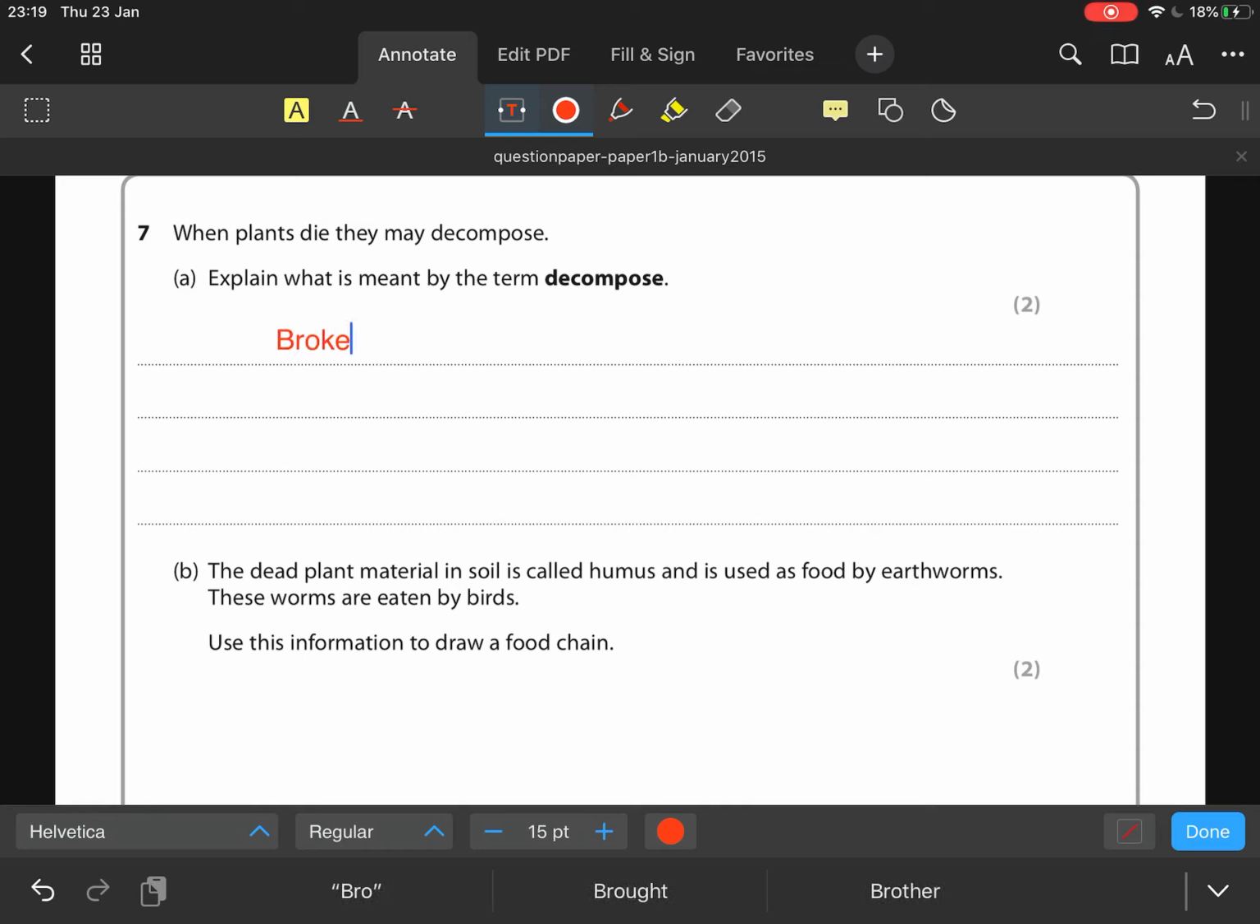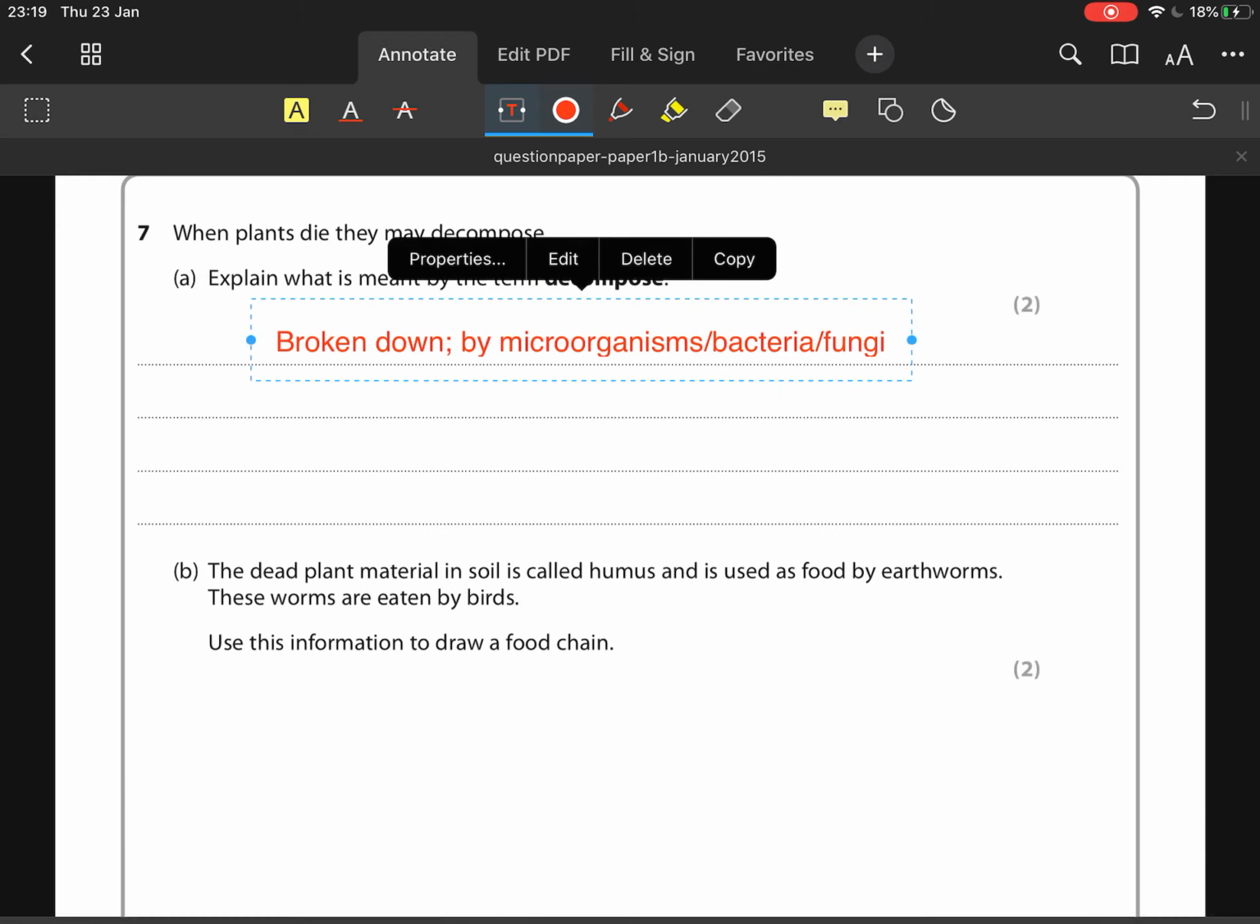It's when things are broken down, 1 mark, by either microorganisms, bacteria, or fungi. Okay. The idea that you've got decomposers breaking down something, whatever it is, perhaps organic material.